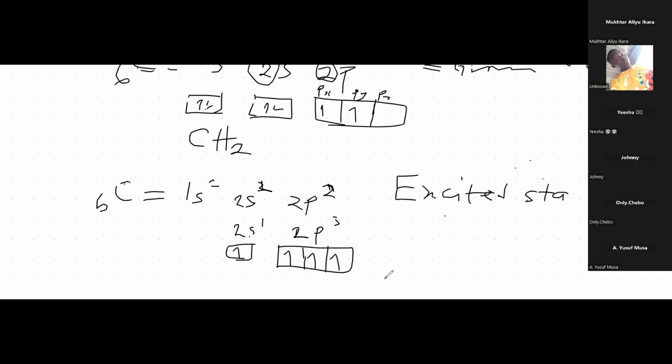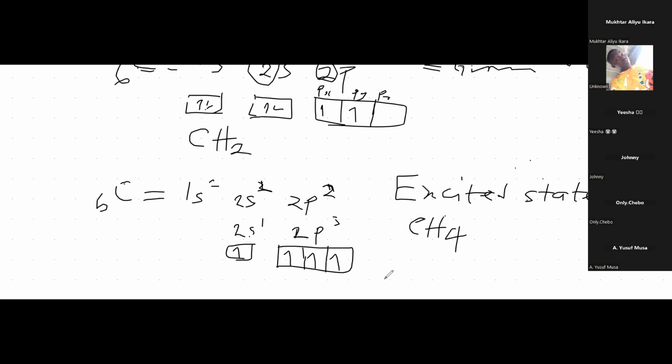So it means that it has 4 unpaired electrons. It means that it can actually form 4 covalent bonds with hydrogen atoms. So that is why at the end we are going to have something like CH4, which is methane, if you can remember from our previous classes.